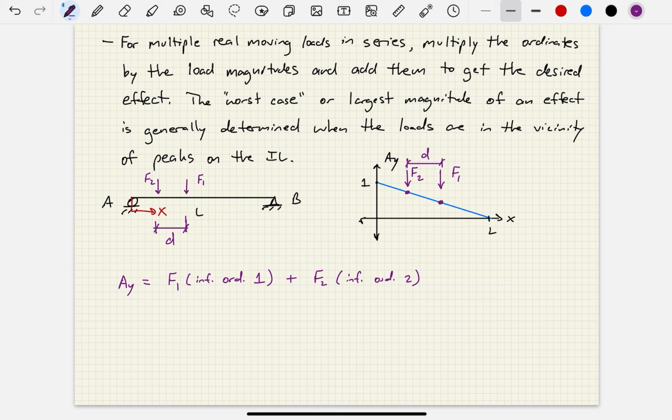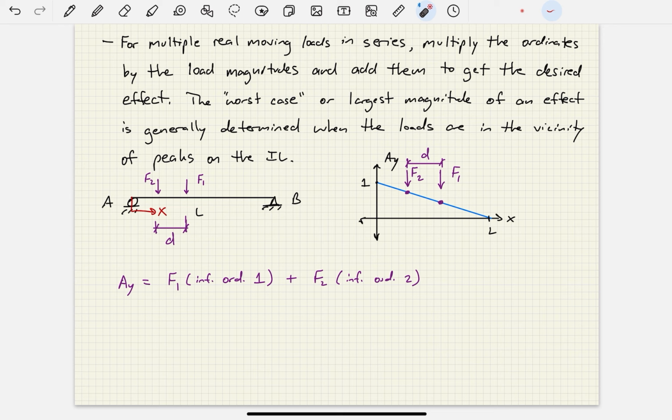Now, look at that next sentence here in my description. The worst case or largest magnitude of an effect is generally determined when the loads are in the vicinity of the peaks of the influence line. So if I were to maximize AY, if I wanted to get a maximum value of AY, where would that occur? Well, that would occur when F2 and F1 are pretty close to that peak right there, that high point of 1.